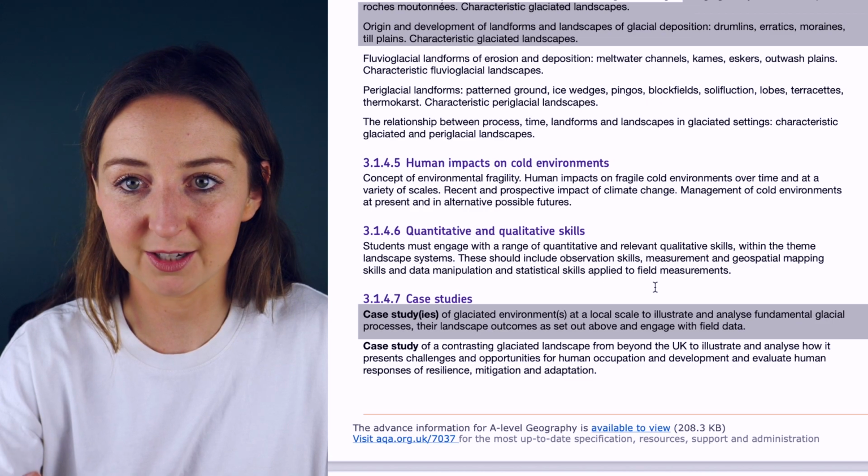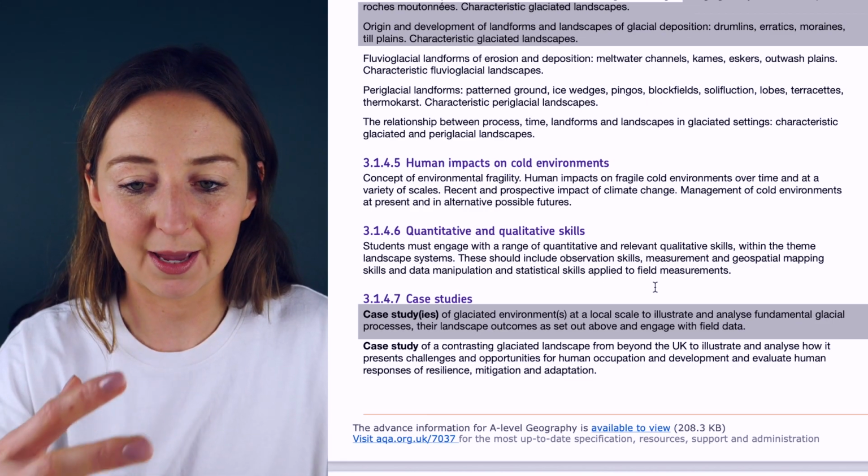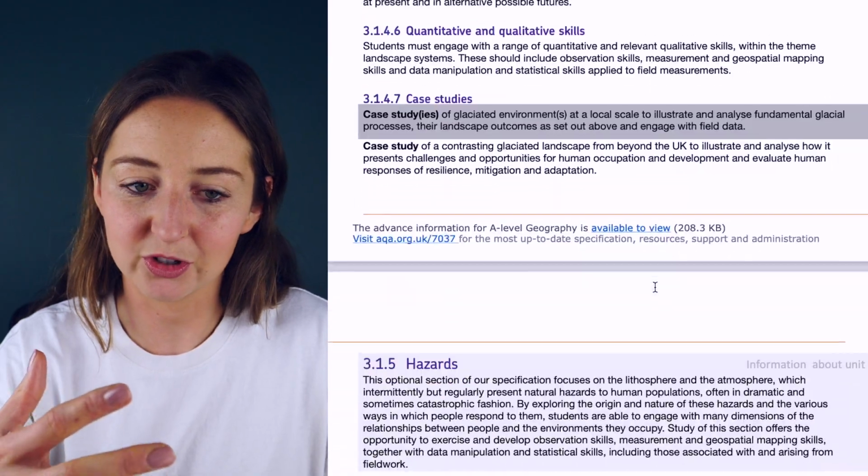And don't forget, with case studies, all case studies can be useful. You can get marks given for them as well. So don't just omit all case studies.